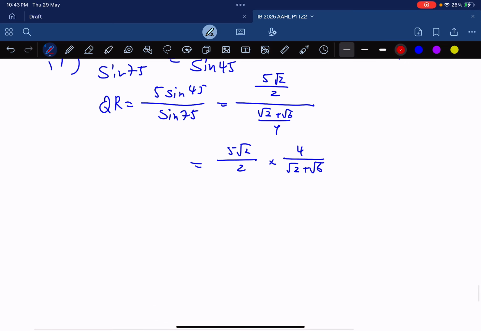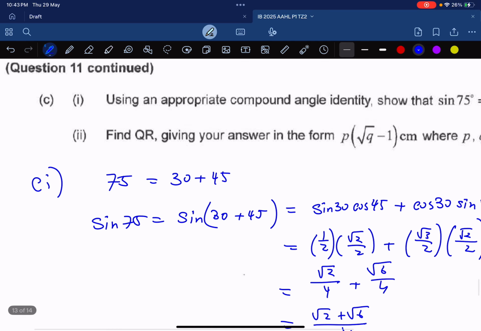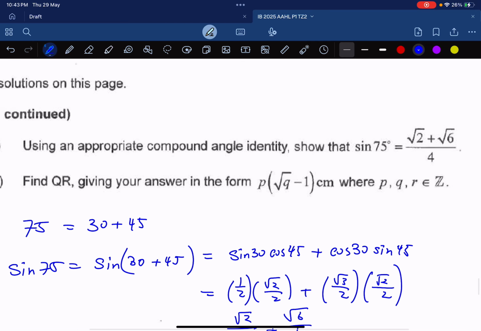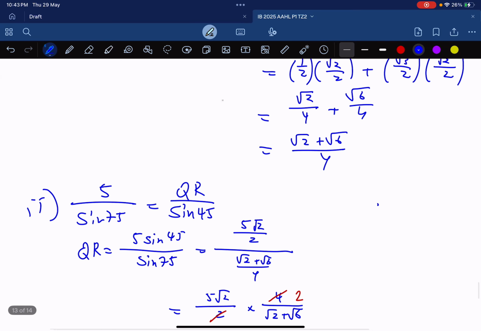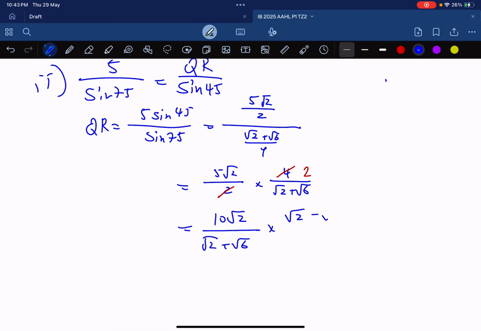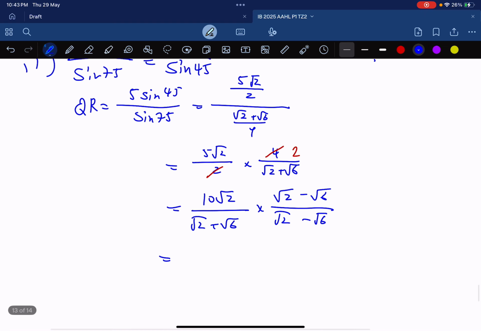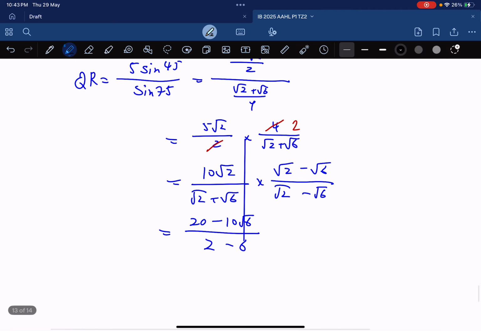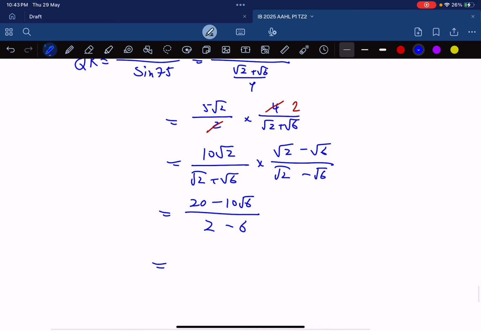So what you need to do in here is cancel the 2 and 4. 5 times 2 is 10 root 2 over root 2 plus root 6. So what we need to do is write it as a rationalized form because they don't allow any fraction with roots in the denominator. So we'll multiply the top and bottom by root 2 minus root 6. This will be 20 minus 10 root 6. The bottom will be a difference of squares. So 2 minus 6, so the bottom is minus 4.